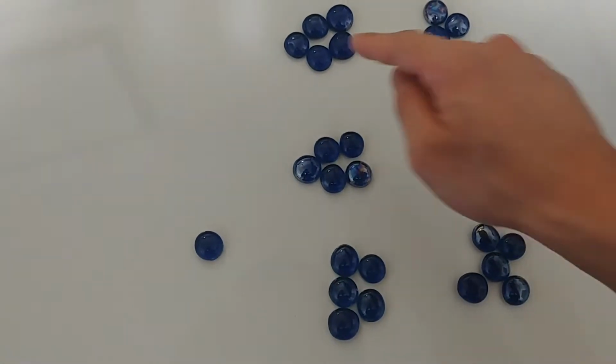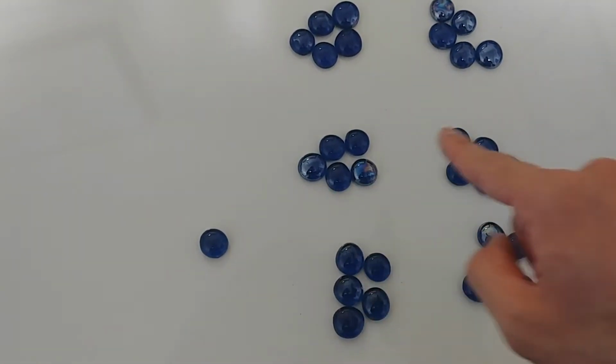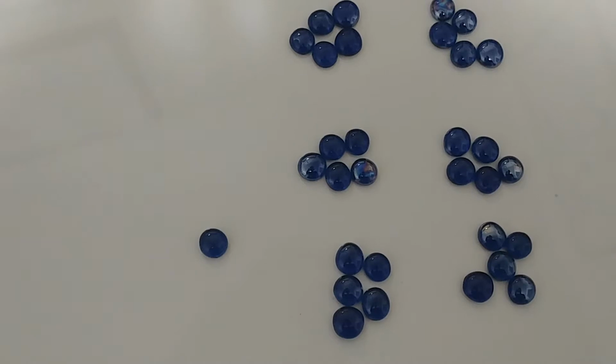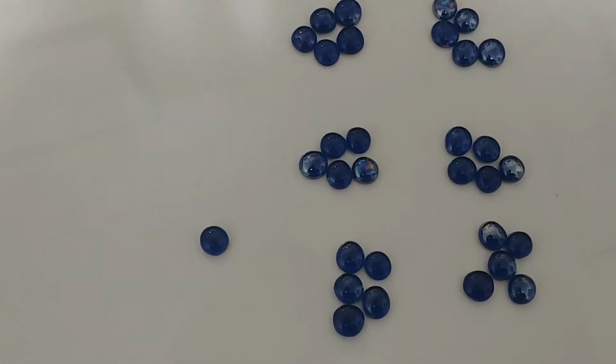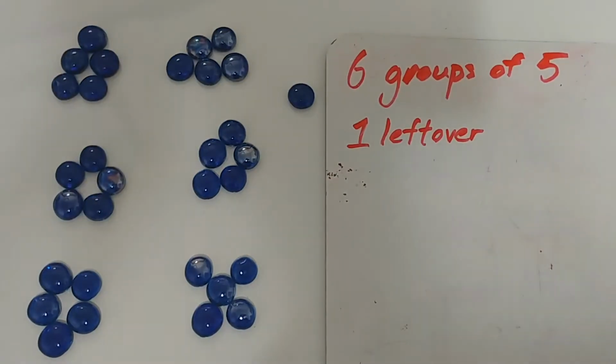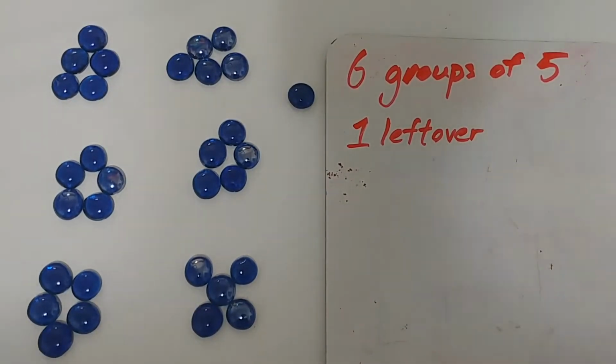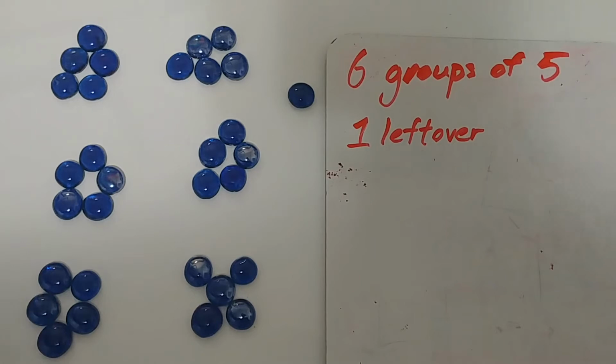We have 1, 2, 3, 4, 5, 6 groups of 5 and 1 left over. Okay, so now that we have finished sorting our loose parts into groups here, I want to find out how many loose parts did I actually start with. Right? Remember, I told you not to count from the beginning so that we could figure this out using math.